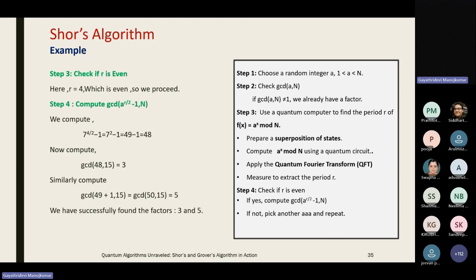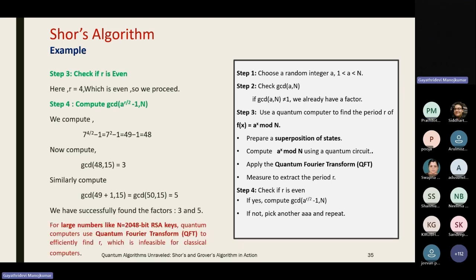So once we are done, we successfully got the factors, that is 3 and 5, the prime factors of 15. As it is very similar, we have considered only 15 to be factored.